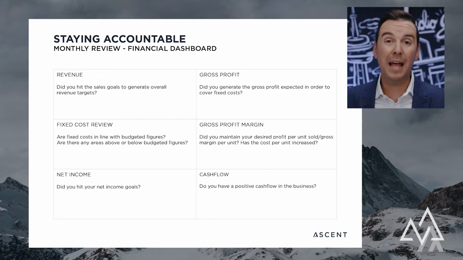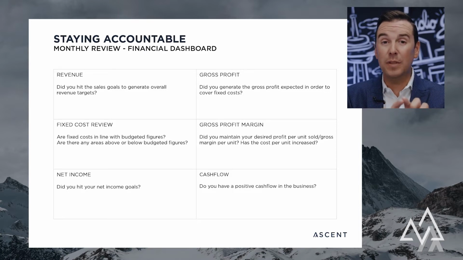So what we want to do every single month is look at our fixed expenses and identify if there's any anomalies. So one of the ways that I like to do this is pull up a profit and loss with every single month. So we want to look at this for patterns.